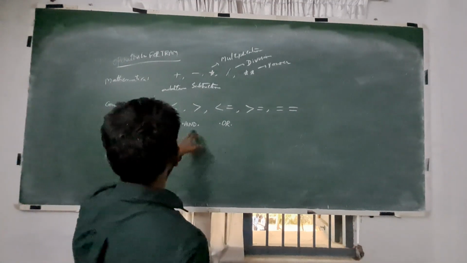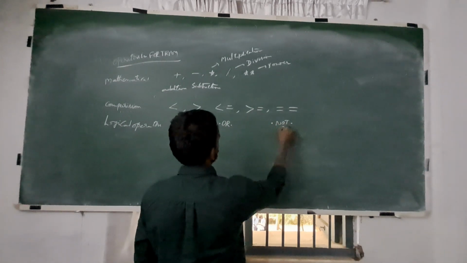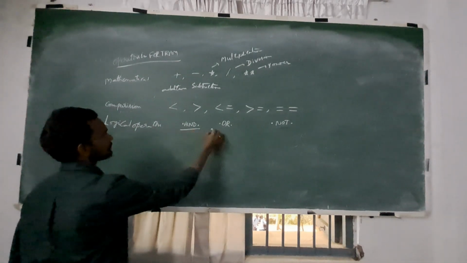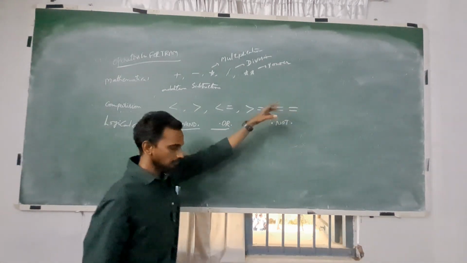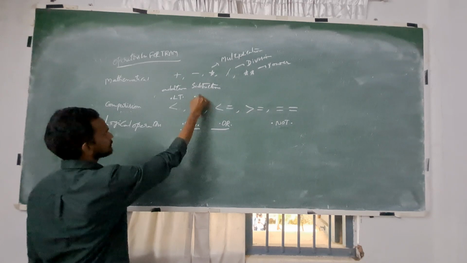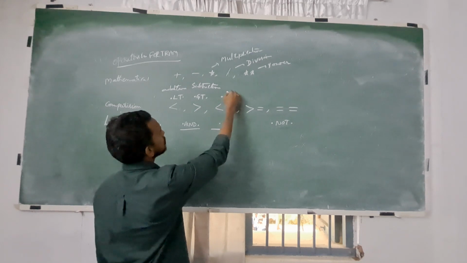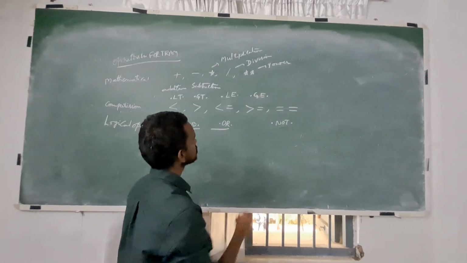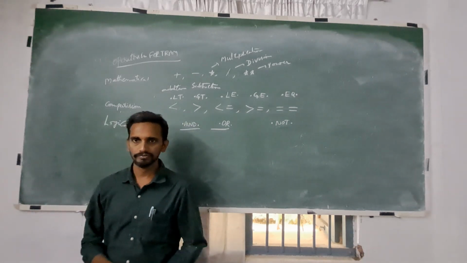So these are the basic logical operators we will be using, and some others are also there. Not, that we will see later. And all these operations can be written in terms of text, like .LT., .GT., .LE., .GE., .EQ.